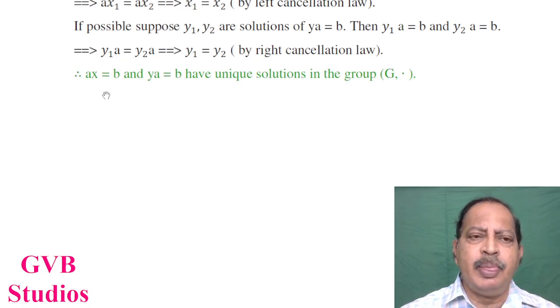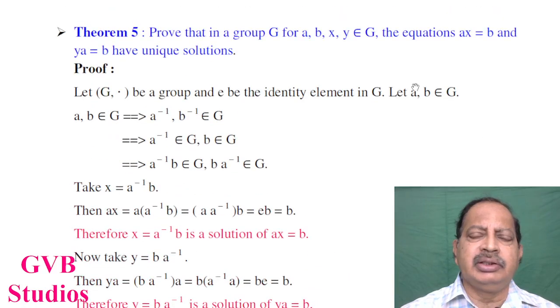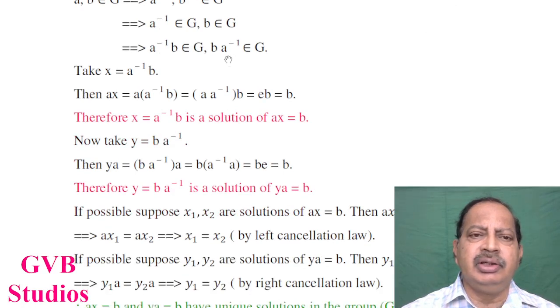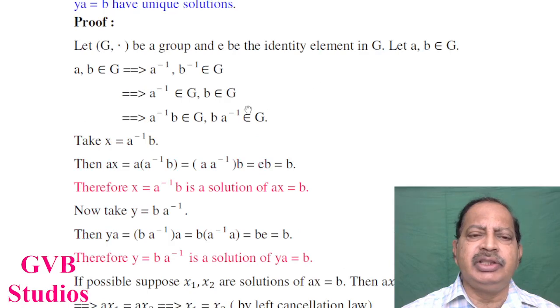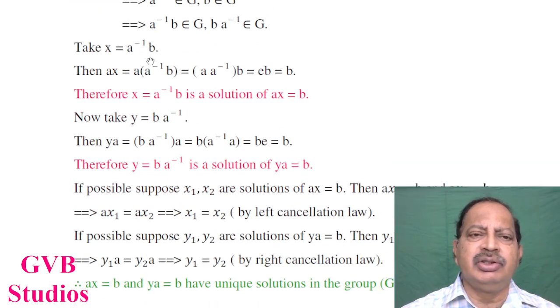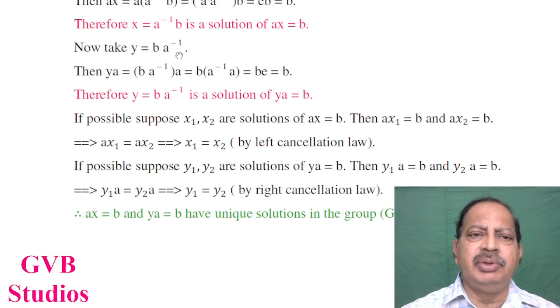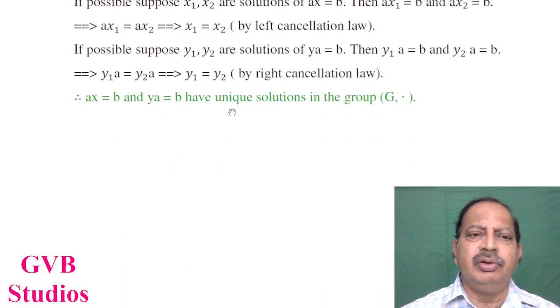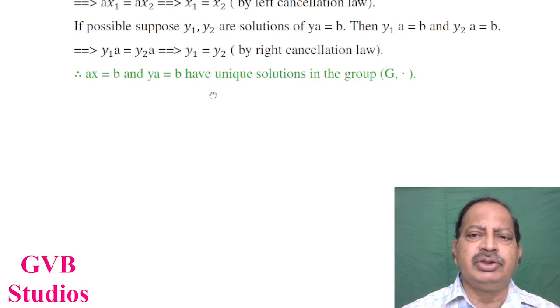So I will conclude. Therefore, ax equal to b and ya equal to b have unique solutions in the group (G, ·). This is one important theorem from the examination point of view. The equations ax equal to b and ya equal to b have unique solutions. First, we proved the existence of a solution, and next we went to the uniqueness of the solution. For the equation ax equal to b, the solution is x equal to a inverse b, and for the equation ya equal to b, the solution is y equal to b a inverse. And we have proved the uniqueness of the solution. Therefore, ax equal to b and ya equal to b have unique solutions in the group (G, ·).